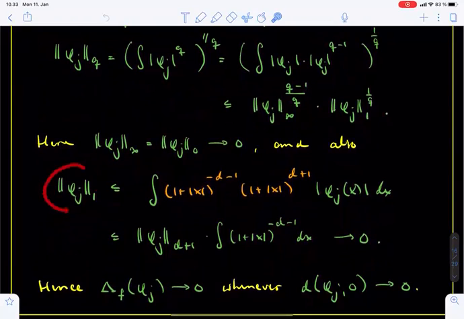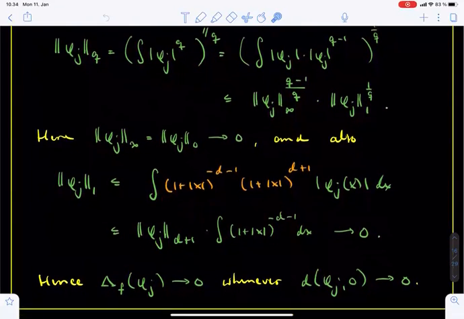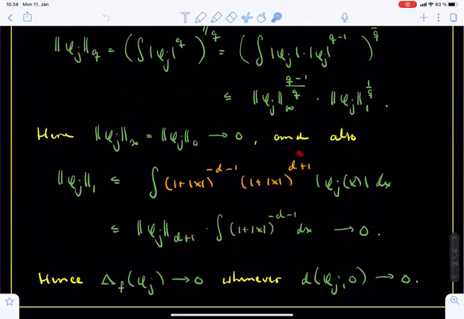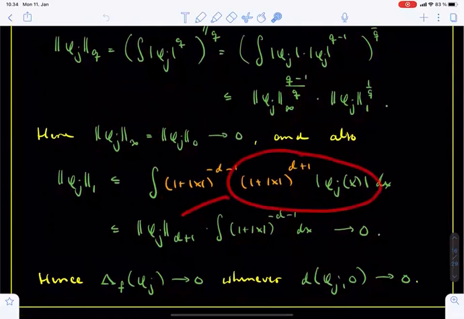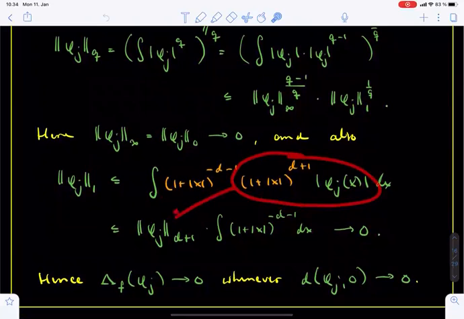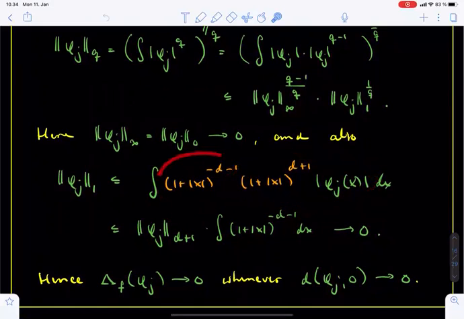The same is also true for the L1 norms. To see this, one writes out the definition of the L1 norm and then divides and multiplies the absolute value of phi j x by the factor 1 plus the norm of x to the power d plus 1. Here, the product of the numbers 1 plus the norm of x to the power d plus 1 and the absolute value of phi j at x is uniformly bounded by the d plus 1 norm of phi j. So we may pull this norm out of the integral.